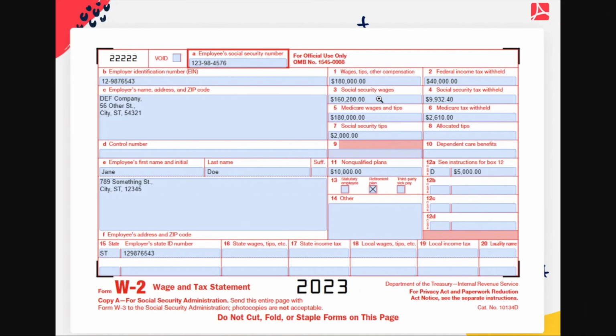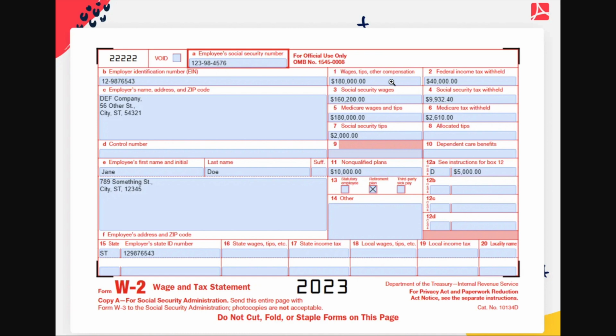Box 3 is Social Security wages. Box 3 represents your Social Security wages, which may differ from your total wages due to certain exemptions and benefits. So this box and this box may not be the same.